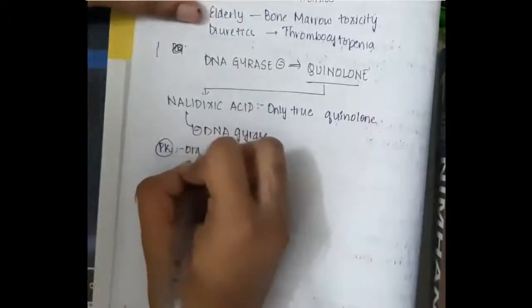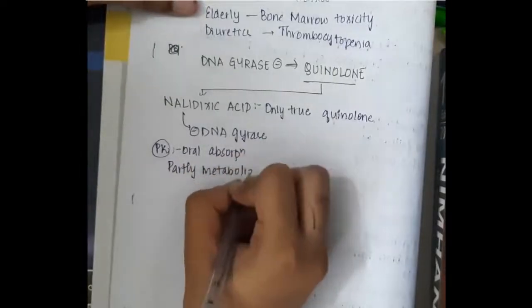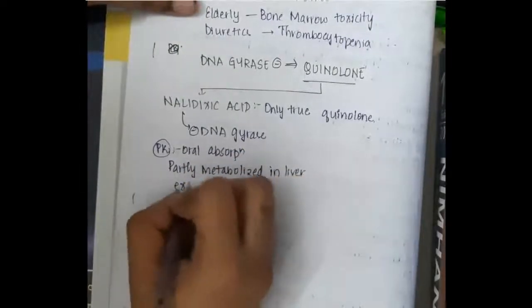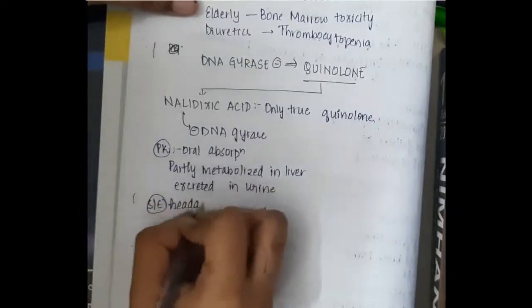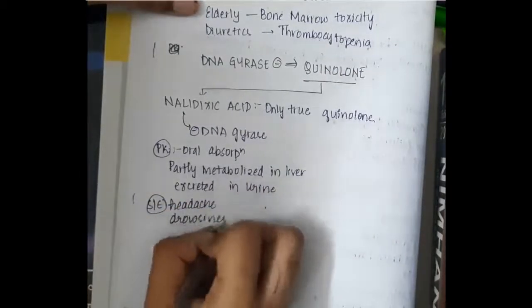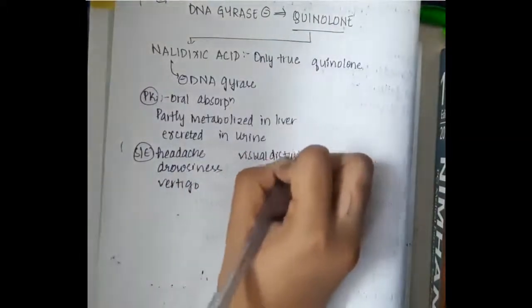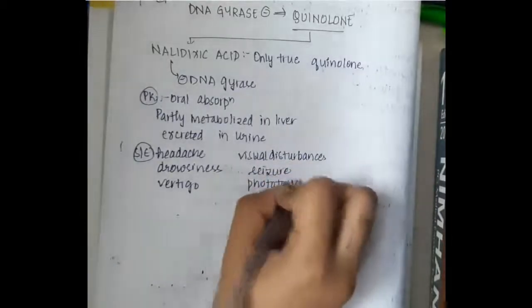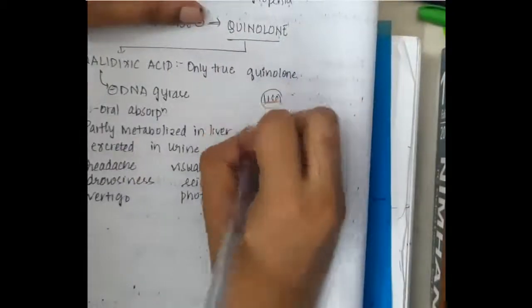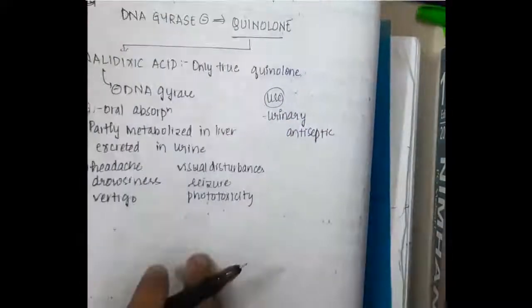The pharmacokinetics of nalidixic acid: it is orally absorbed, partly metabolized by the liver, and excreted in urine. The side effects of nalidixic acid are headache, drowsiness, vertigo, visual disturbances, seizures and phototoxicity. The main use of nalidixic acid is as a urinary antiseptic.